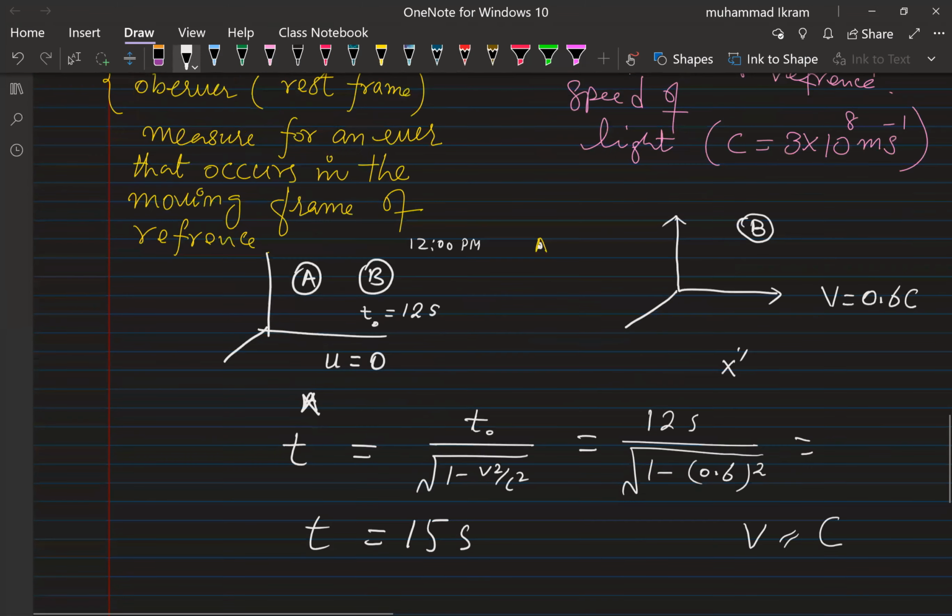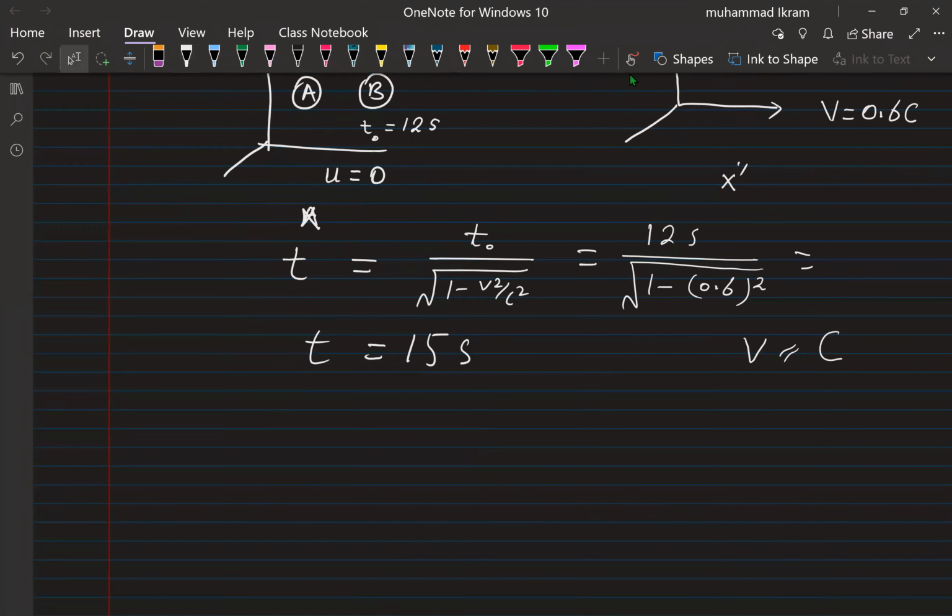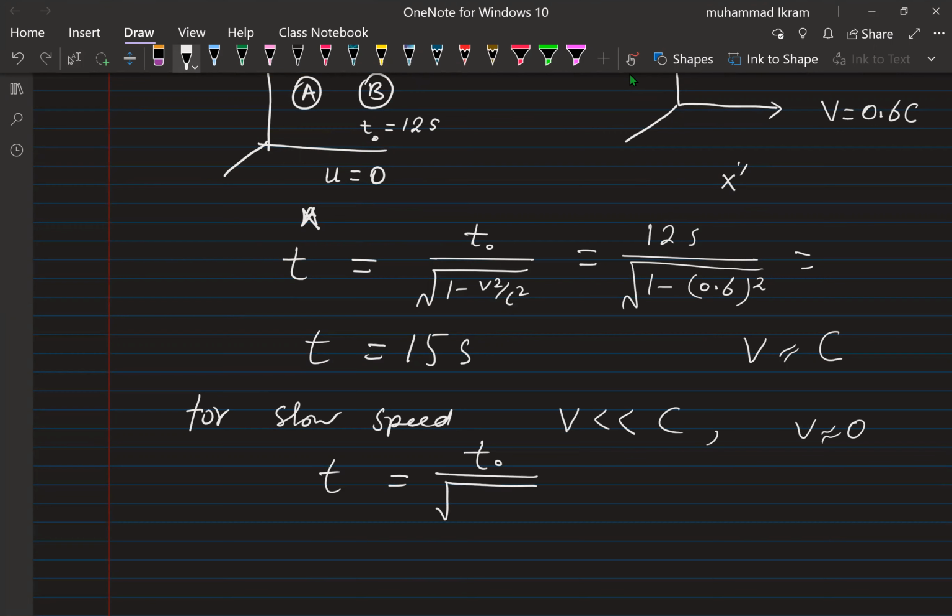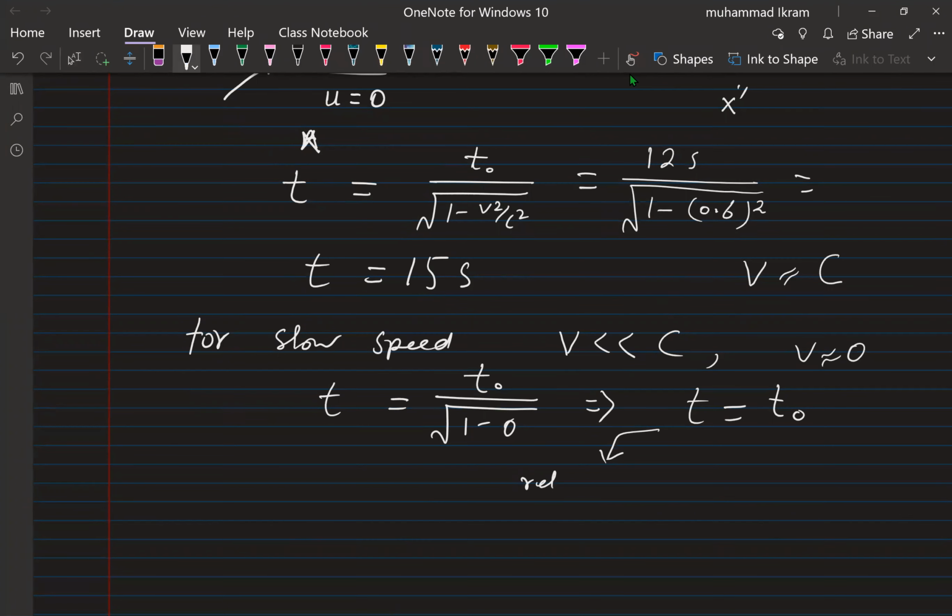For example, for bodies which are very slow, for ordinary bodies, for ordinary speed or slow speed. So look, when the speed is very, very much less than the speed of light, then what will happen? We will take v nearly equal to 0. T will become equal to T naught into 1 minus 0. And what does this mean? That T equals T naught, that the relativistic time will equal the non-relativistic time.